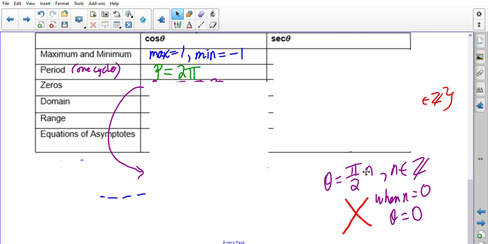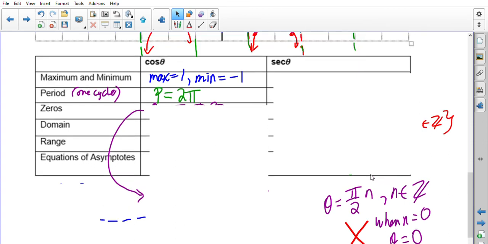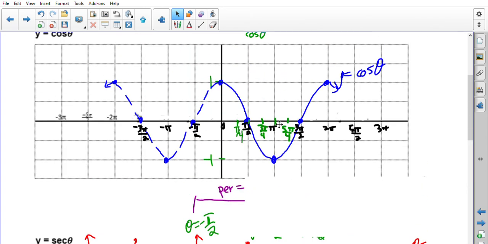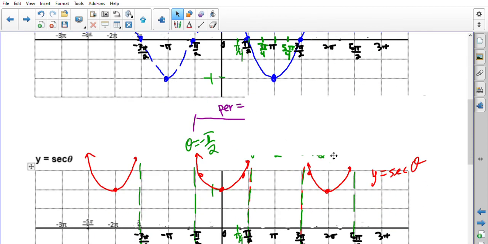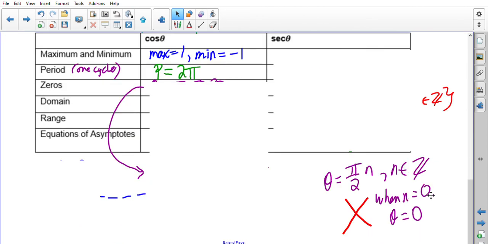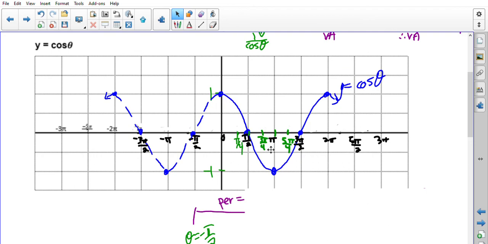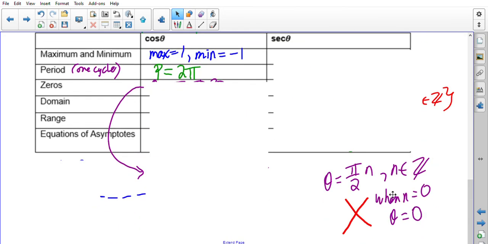The problem with this is that while it works for one and some of the other ones, what if we were to plug in 2? If I plug in 2, I get pi over 2 times 2. The 2's cancel out and I'm left with pi. Pi is not a zero. So my formula is incorrect, just like I wrote here. If I let n equal 0, I would get theta equals 0. If I go to the graph, 0 is not an x-intercept. So this is not good, even though I understand that might be your first instinct.